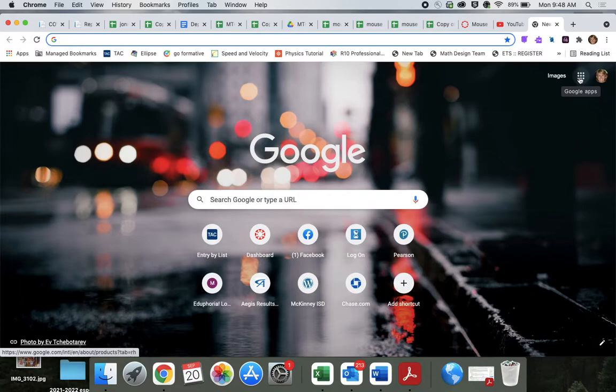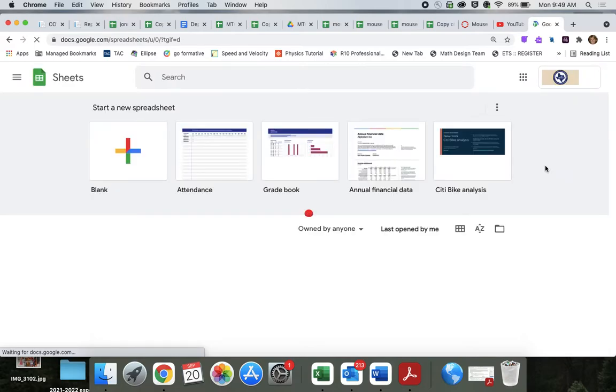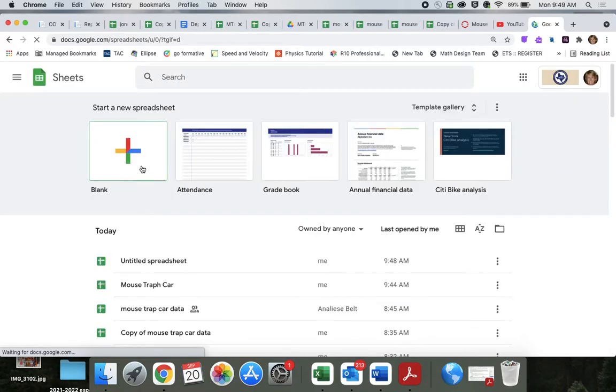Google Sheet. So if you pull up a new Google tab on your computer, make sure you're logged into your school email account. So up here top right is the Google Apps. Click on that. You want to do Google Sheets. You're going to add a blank one.